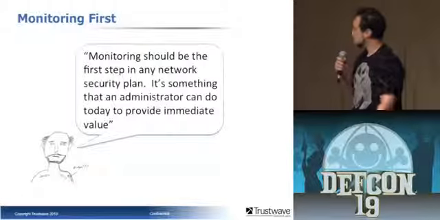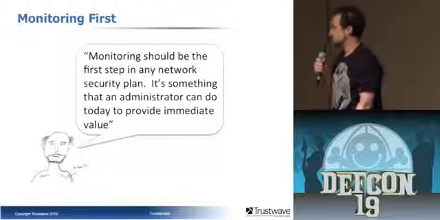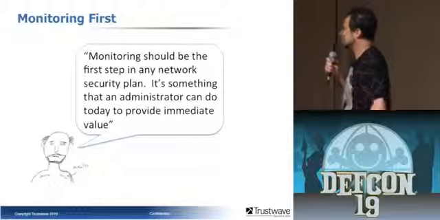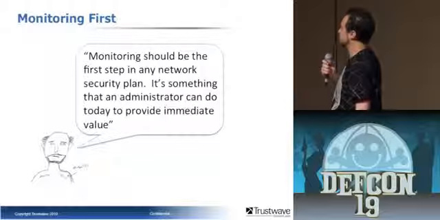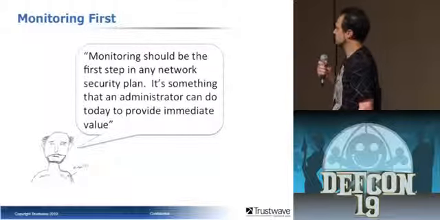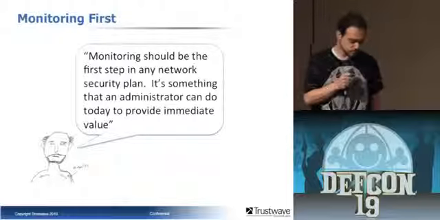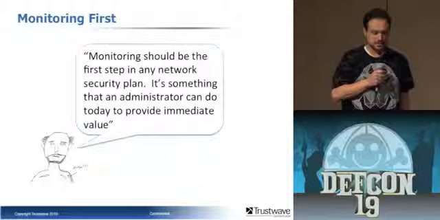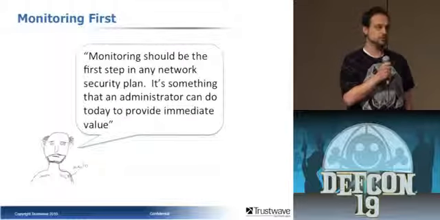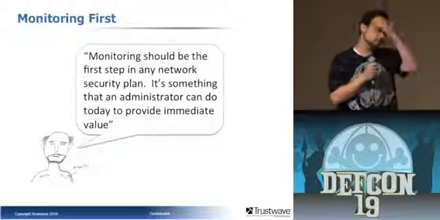But basically what Bruce Schneier said in Cryptogram, actually 2001, about 10 years ago: monitoring should be first step in a network security plan, something an administrator can do today to provide immediate value. So that makes me feel a little more legitimate in this talk. But basically that's the concept, right? If you know what the hell's going on, you can do something about it.